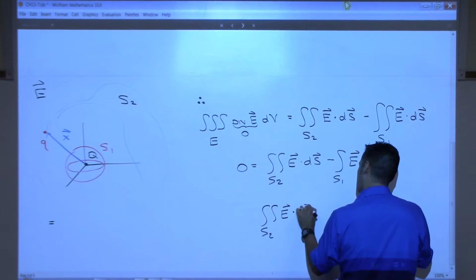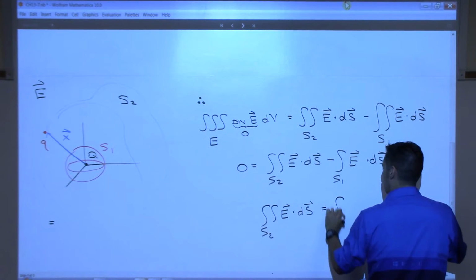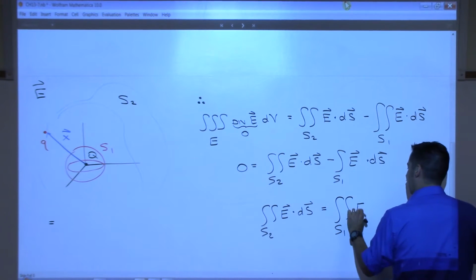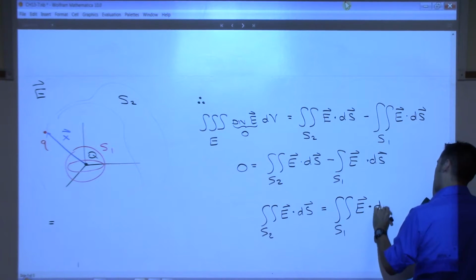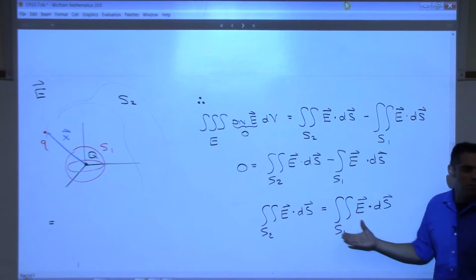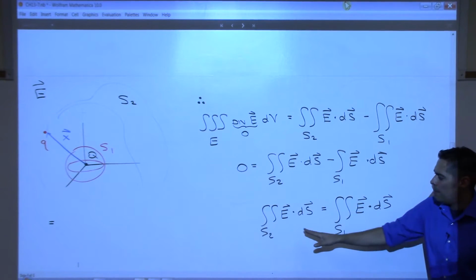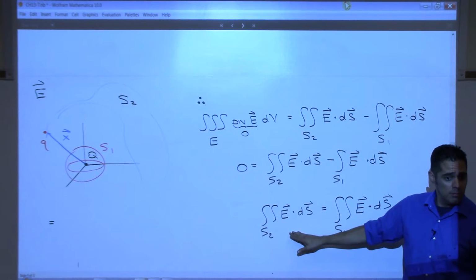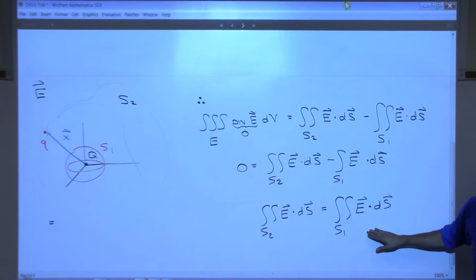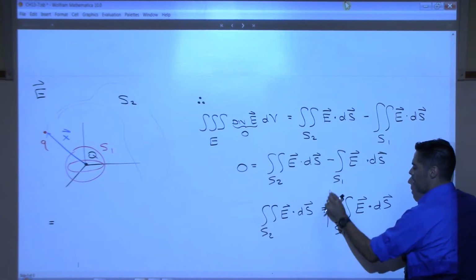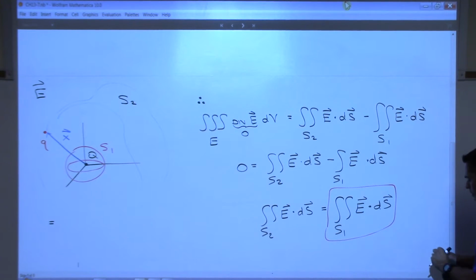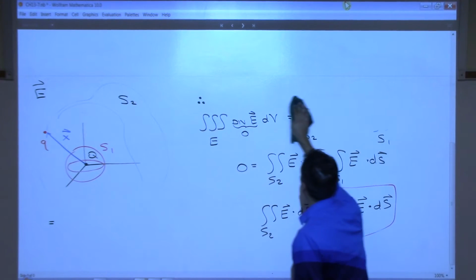Are we done? What do I have to do? I actually have to figure out one of these, right? This is the one I'm interested in. This is the one that I want to know. This is the one that I created to make this problem work. The S1 was that sphere with radius A. Yeah? Okay, so I'm now going to go after this one right here. I'm going to see if I can do this surface integral. All right? Now watch how I'm going to do this.